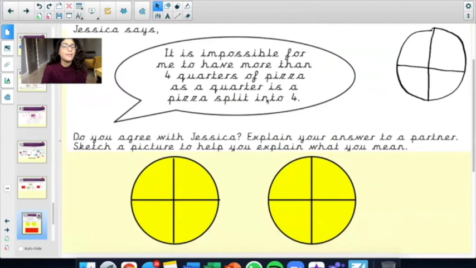So you should have a picture of 2 circles and they've both been split into 4 parts. Jessica's told you it's impossible for me to have more than 4 quarters of pizza, as a quarter is split into 4. And 4 quarters of a pizza means 4 out of 4. So in the end, you should have 2 that have been split into 4 slices.